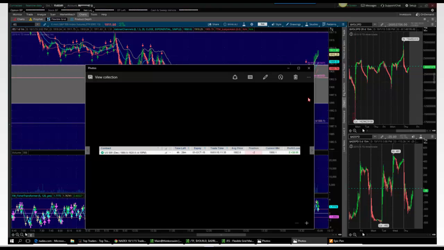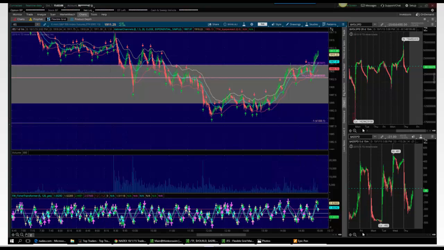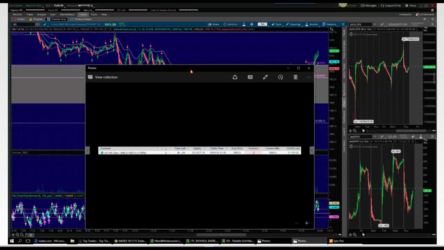There's one of the trades. I don't think that one was mine. This one was mine. So I ended up getting in only 2 contracts. Banked 150 this morning. Really, really good, right?